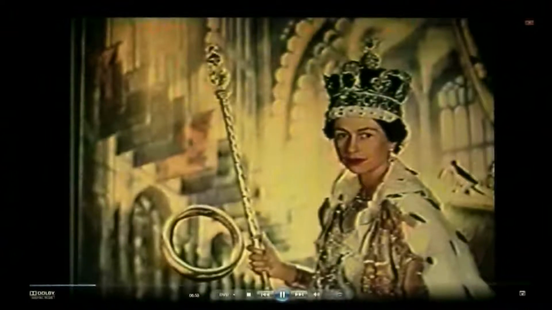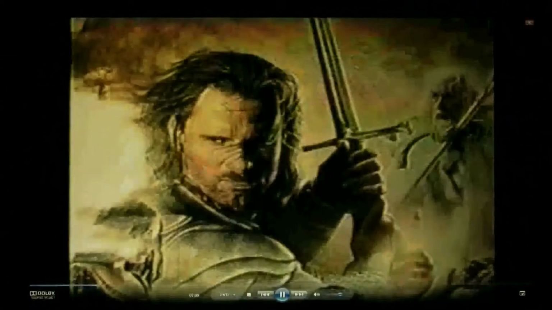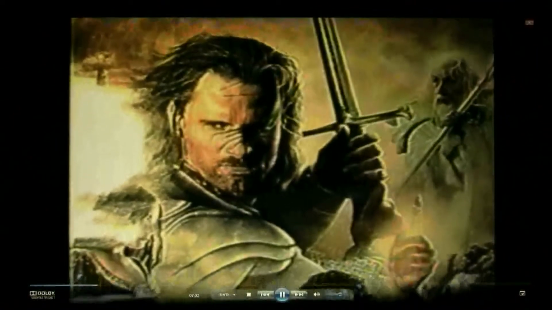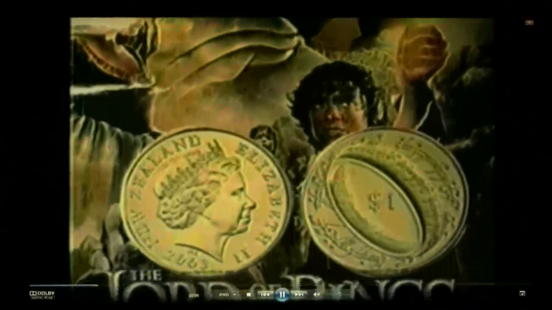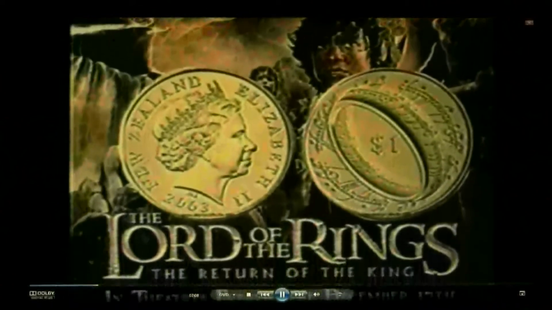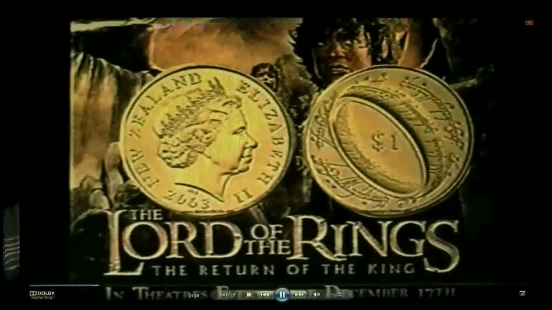Number 21. The British Mint recently printed legal tender coins called the One True Ring and the Ring of Power. On one side of the coin is Queen Elizabeth II. On the flip side is the ring from Lord of the Rings. These legal tender coins printed by the British Mint raise the disturbing question, who is the real Lord of the Rings?